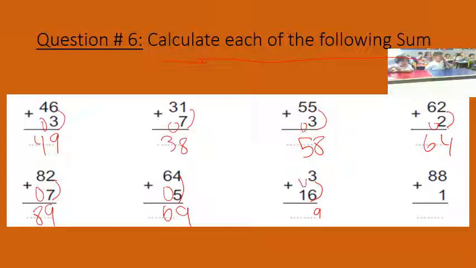Okay, here there's nothing, so what do we put? 0 plus 1? 1 is the answer. 19. 8 plus 1? 8 plus 0? 8. Bravo.